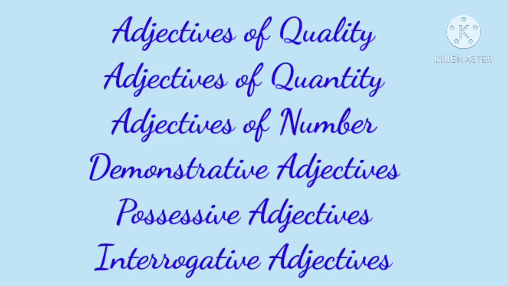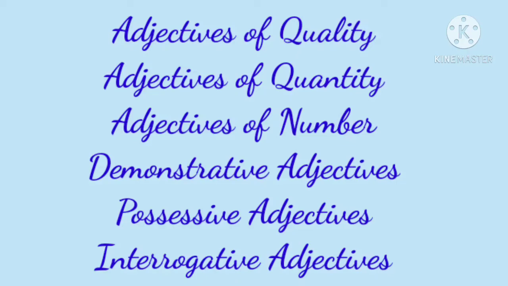Next kind is demonstrative adjectives. Firstly, let us discuss the words which we use to demonstrate: this, that, these and those. Demonstrative adjectives point out which person or thing is meant and are always used before the nouns they refer to.